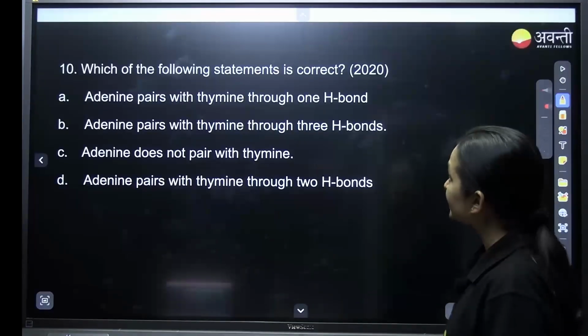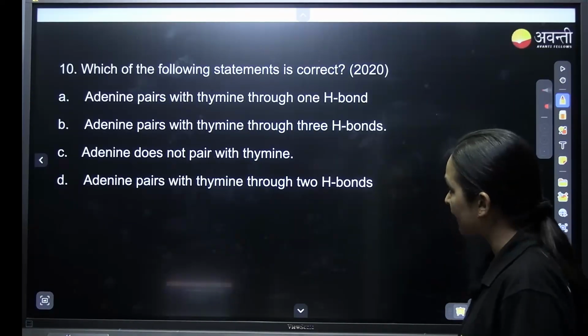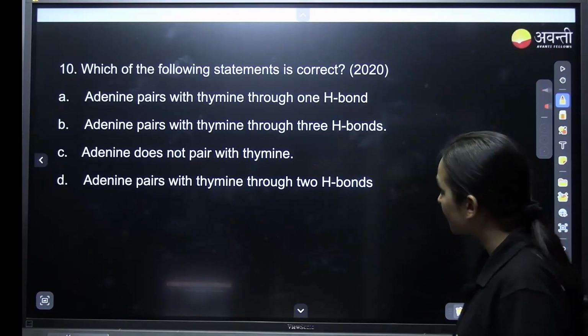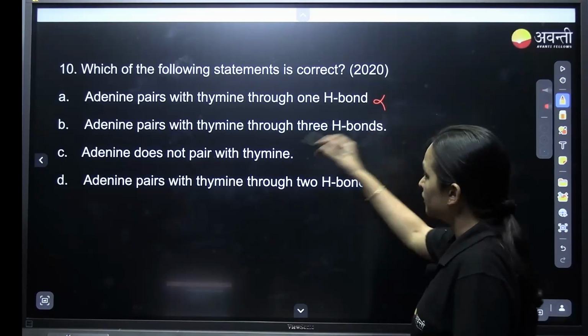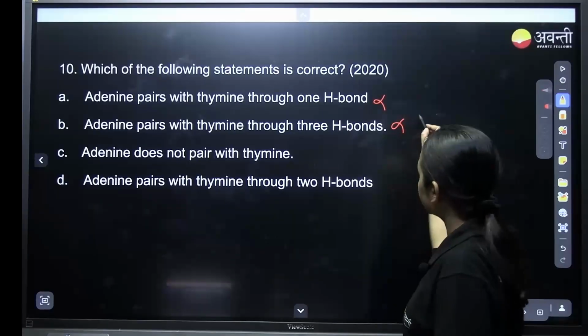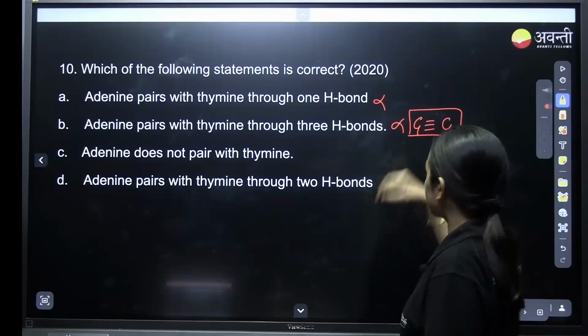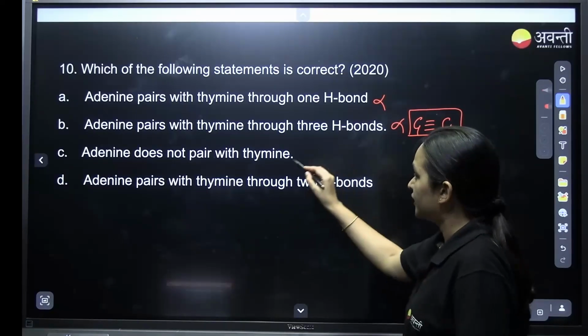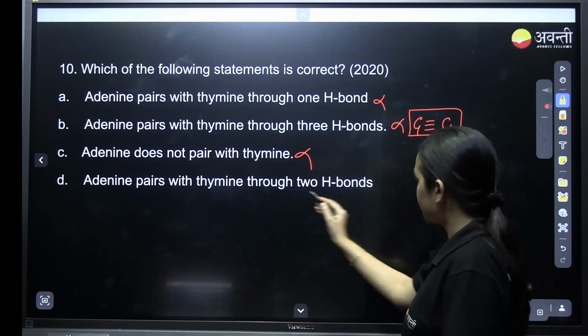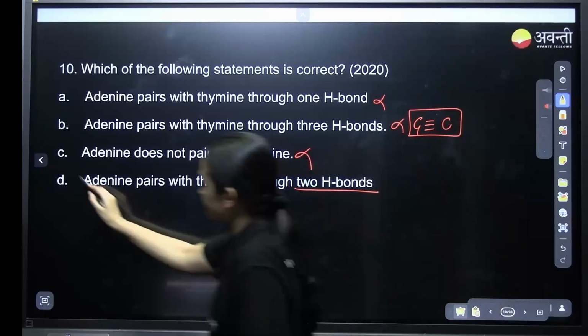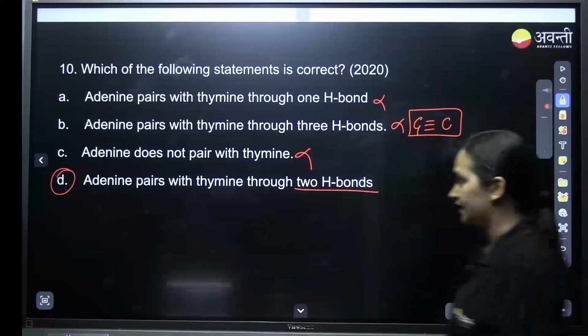Which of the following statements is correct? Adenine pairs with thymine through 1 hydrogen bond? No. 3 hydrogen bonds? No. It is guanine. Yes, guanine and cytosine pair with 3 hydrogen bonds. Does not pair with? No. It is 2 hydrogen bonds. D for Delhi is the correct answer.